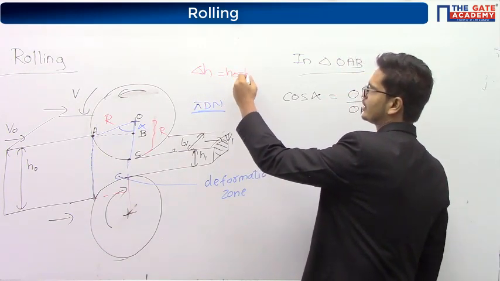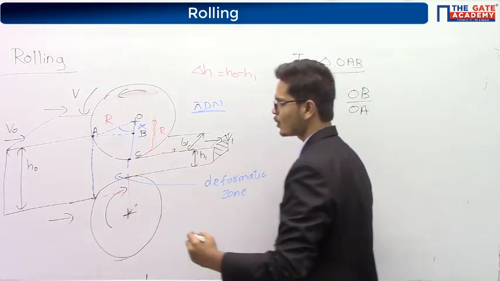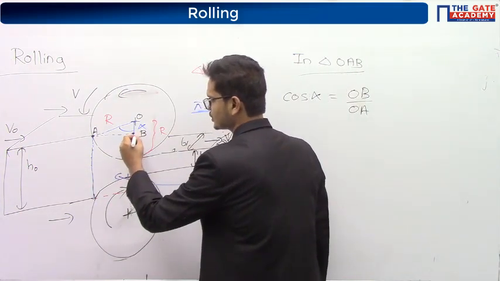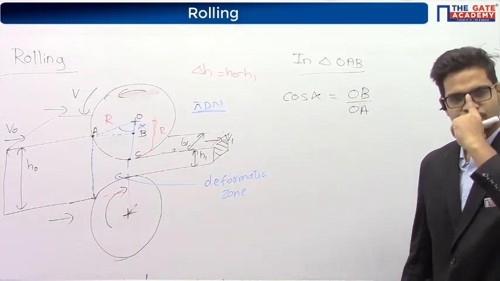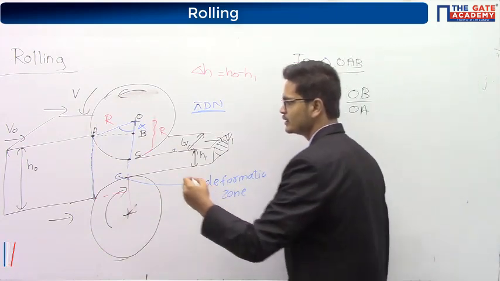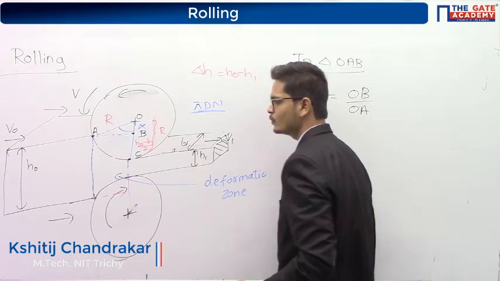H naught minus H1. Delta H was H naught minus H1, right? So, this portion BC is equal to how much? BC is H naught minus H1 by 2.